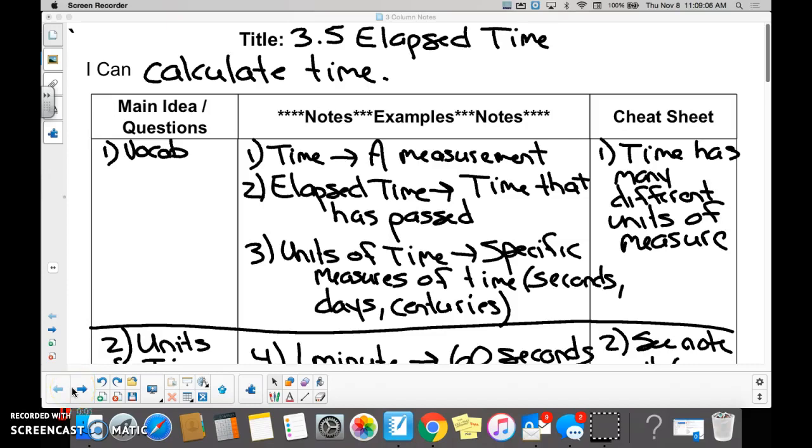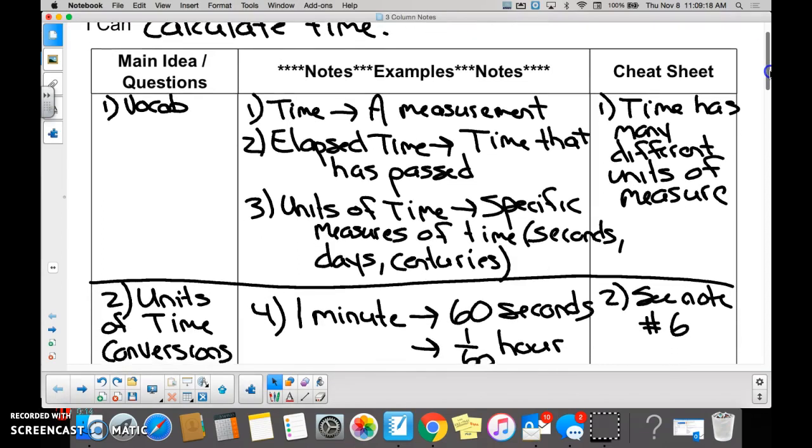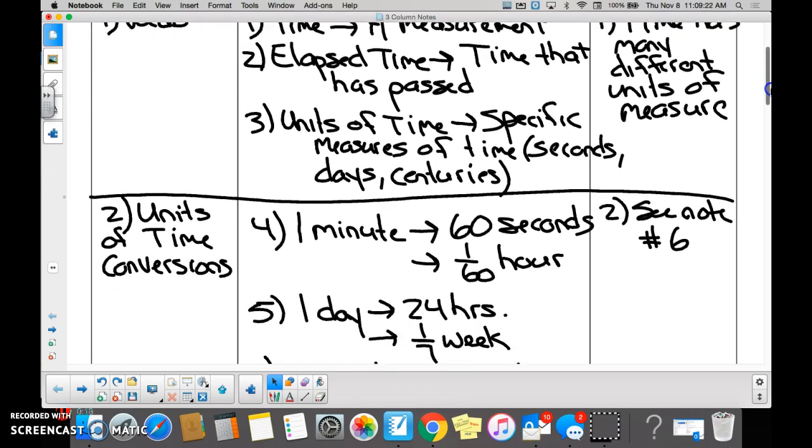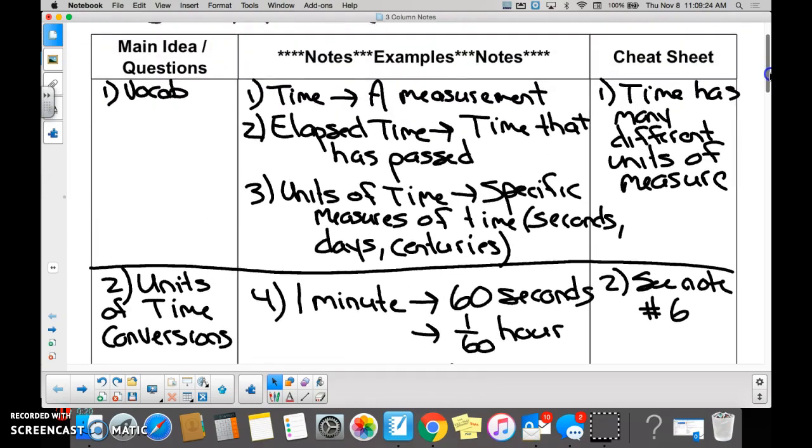3.5 elapsed time. I can calculate time. You guys able to calculate time? Yes. Is time a little more trickier than you thought it was when we started this lesson? Yes. It can be a little trickier, right? This is generally one of the lower scoring parts of our Chapter 3 test, so I would make sure you pay some attention to this as we go on.